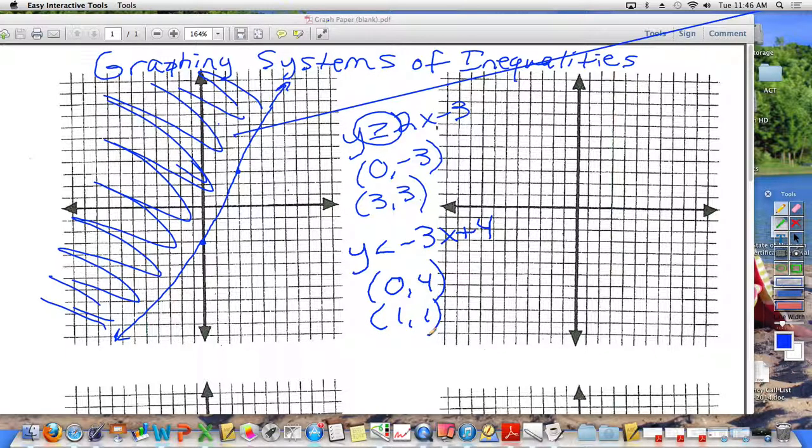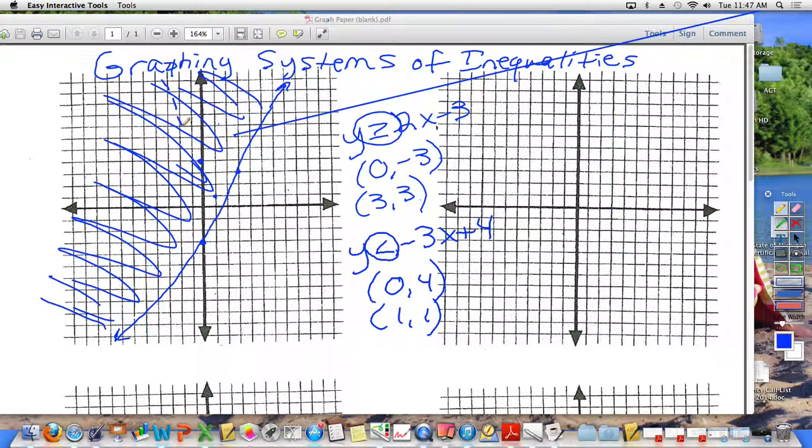So (0, 4). That means I go over 0 and I go up 4. So I plot that point right there, and then the point (1, 1) is this point right here. And now this time, you need to be careful. When you connect the points this time, it says that you are supposed to be graphing something that is just less than, not less than or equal to. So because that inequality symbol does not have a line underneath it or a bar underneath it, when you connect those points, you are supposed to connect the points with a dashed line.